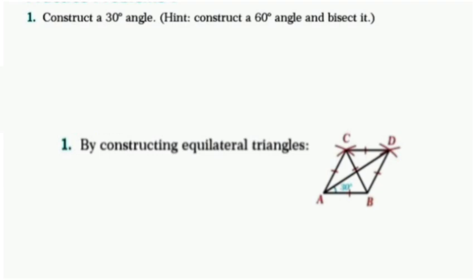Question 1. Construct a 30 degrees angle. Hint: construct a 60 degrees angle and bisect it. By constructing equilateral triangles, we can draw a 60 degrees angle.